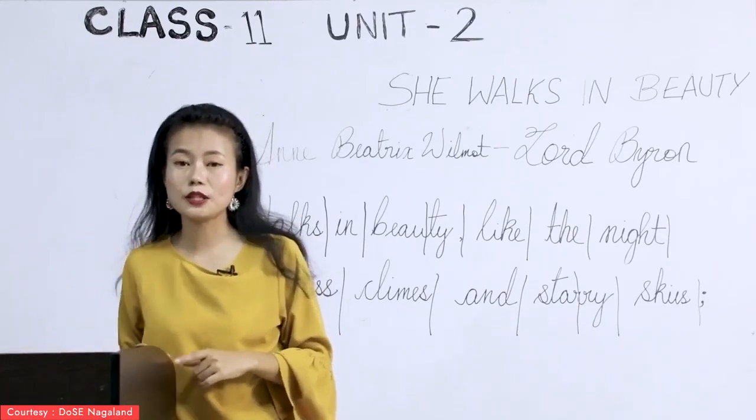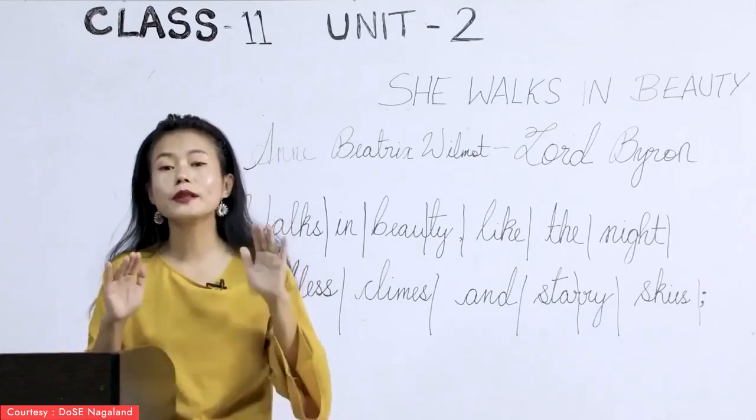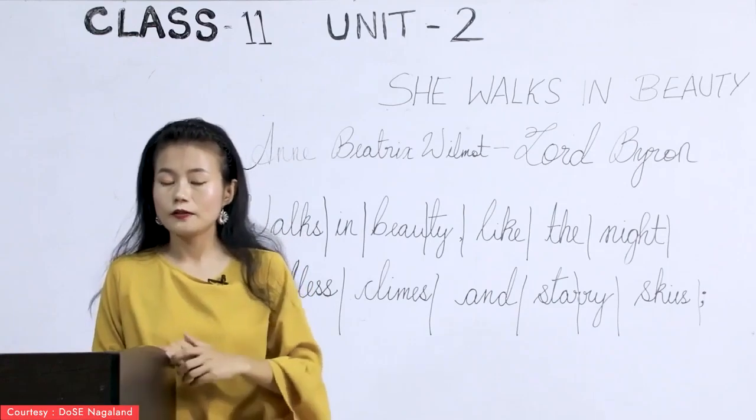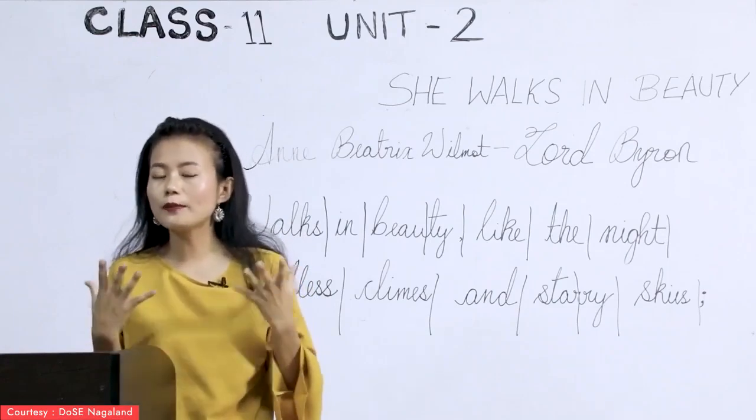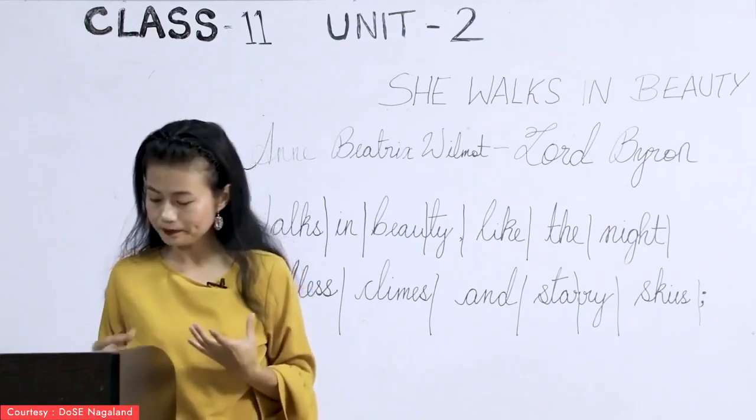Now we will proceed to the second stanza. In the second stanza, the poet reflects on the balance, okay, on the balance of the woman's beauty. Now here, the beauty is not only about physical beauty, but spiritual and intellectual beauty as well.